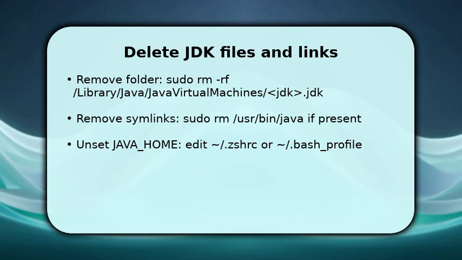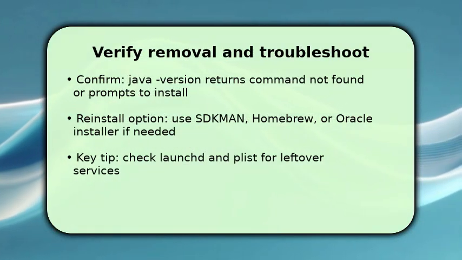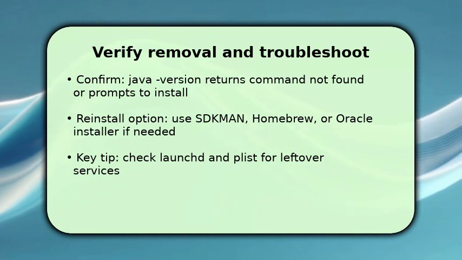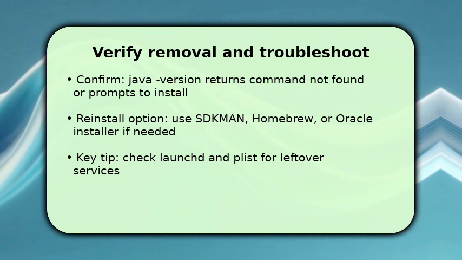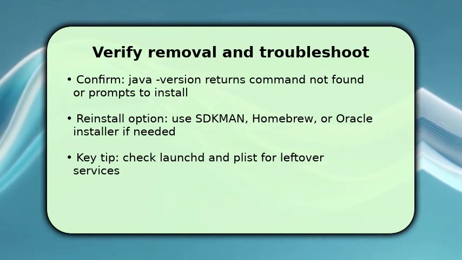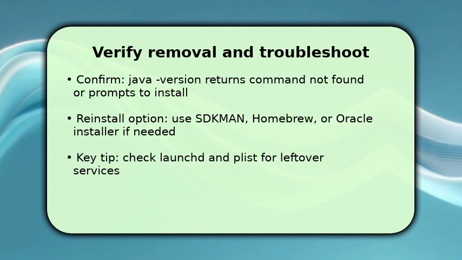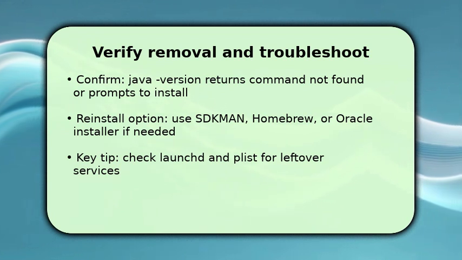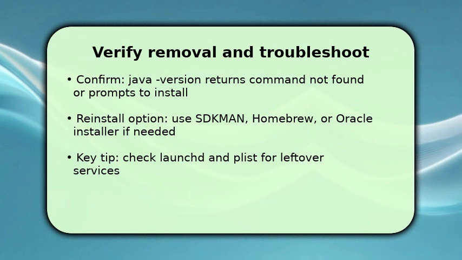Run java -version. You should see command not found or a prompt to install Java, not the old version. If you plan to reinstall, prefer SDKMAN or brew install OpenJDK for cleaner management. If something still links to the removed files, check for leftover launchd plists in /Library/LaunchDaemons and /Library/LaunchAgents and remove any Java-related entries. Then reboot.